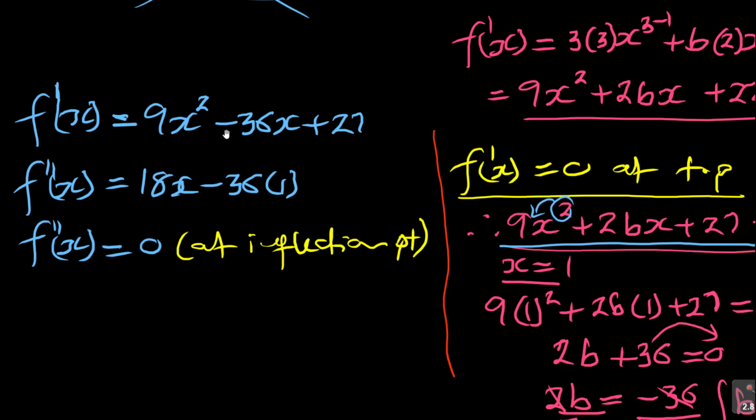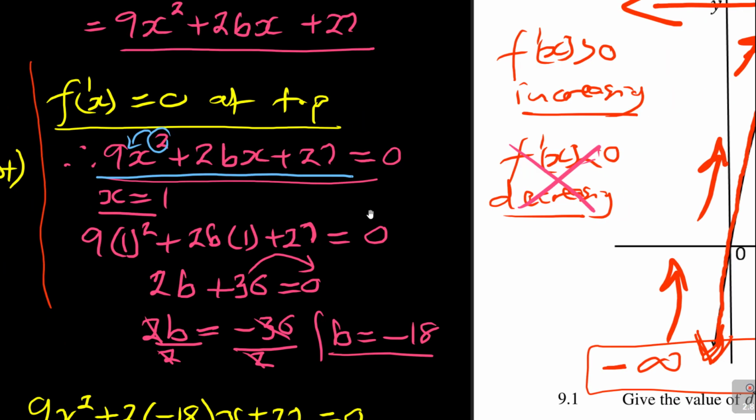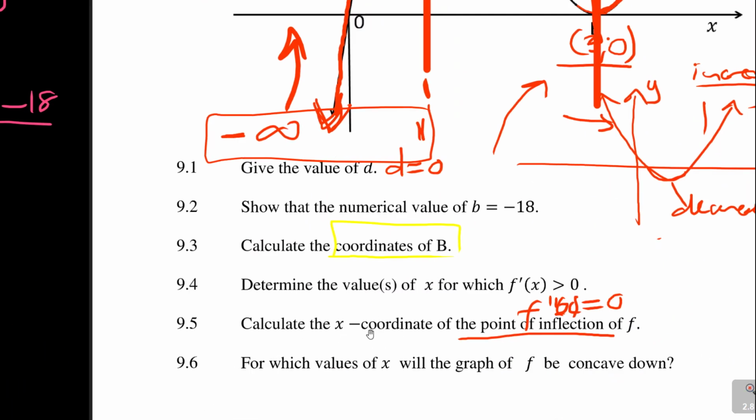Are you with me? So then we are going to say 18x minus 36 is equal to 0. These are important points. Take this to the other side. 18x is equal to 36. Divide by 18 on both sides, and then you get your x. What is x? X is equal to 2. But the question said calculate what? Calculate the x coordinate. You don't need to go further, you leave it like that. They never needed the y coordinate.